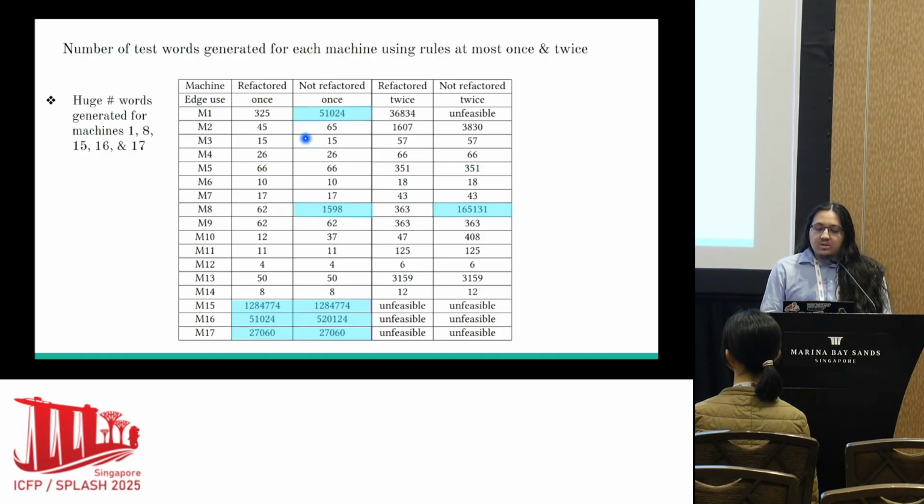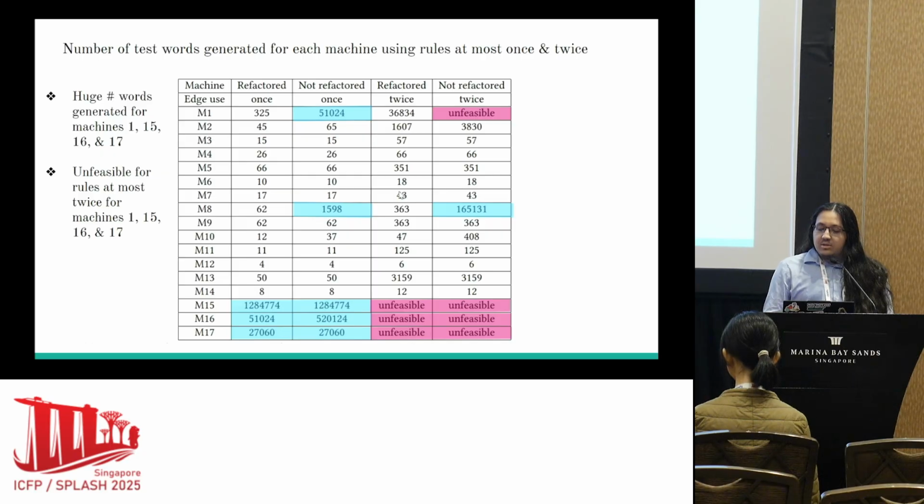And so here we can see that when the machines actually did have a dead state that could be removed, the number of test cases is reduced significantly. And so it does appear to make sense to include this optimization for the tool.